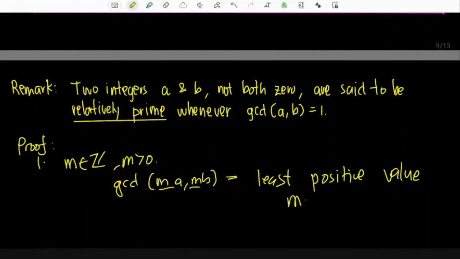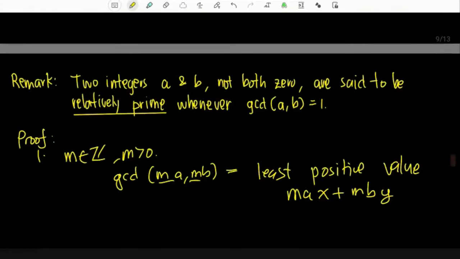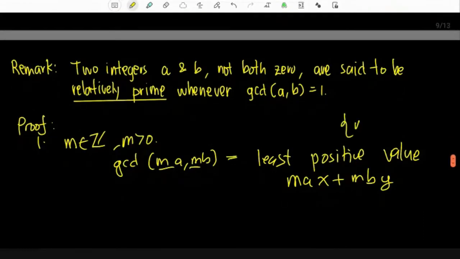So, MAX plus MBY. So, kunin mo lahat ng linear combination ng MA tsaka MB. So, that's MAX plus MBY. Kunin mo yung pinakamaliit. Yun yung GCD. Yan. Yun yung sabi ng theorem natin, di ba? Okay. So, kumbaga, meron kang set, yan, MAX plus MBY, such that positive. Include natin yung requirement na positive.